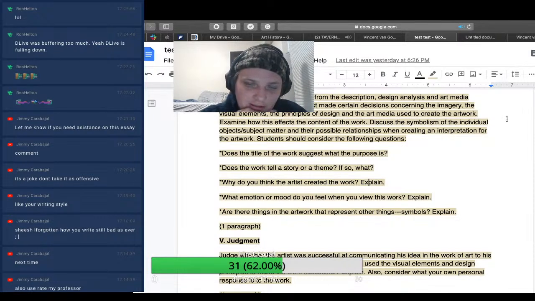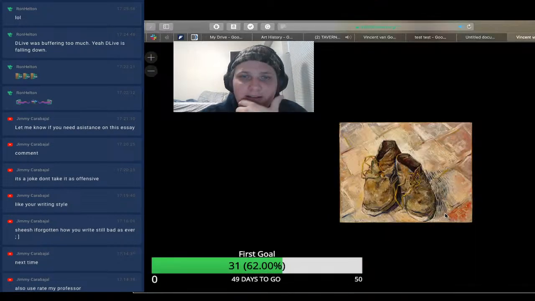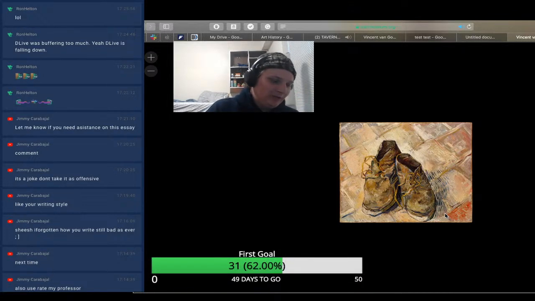Does the title of the work relate to what we see in the painting? It seems like the title of the work is Shoes. I think so. I mean, it's very generic.